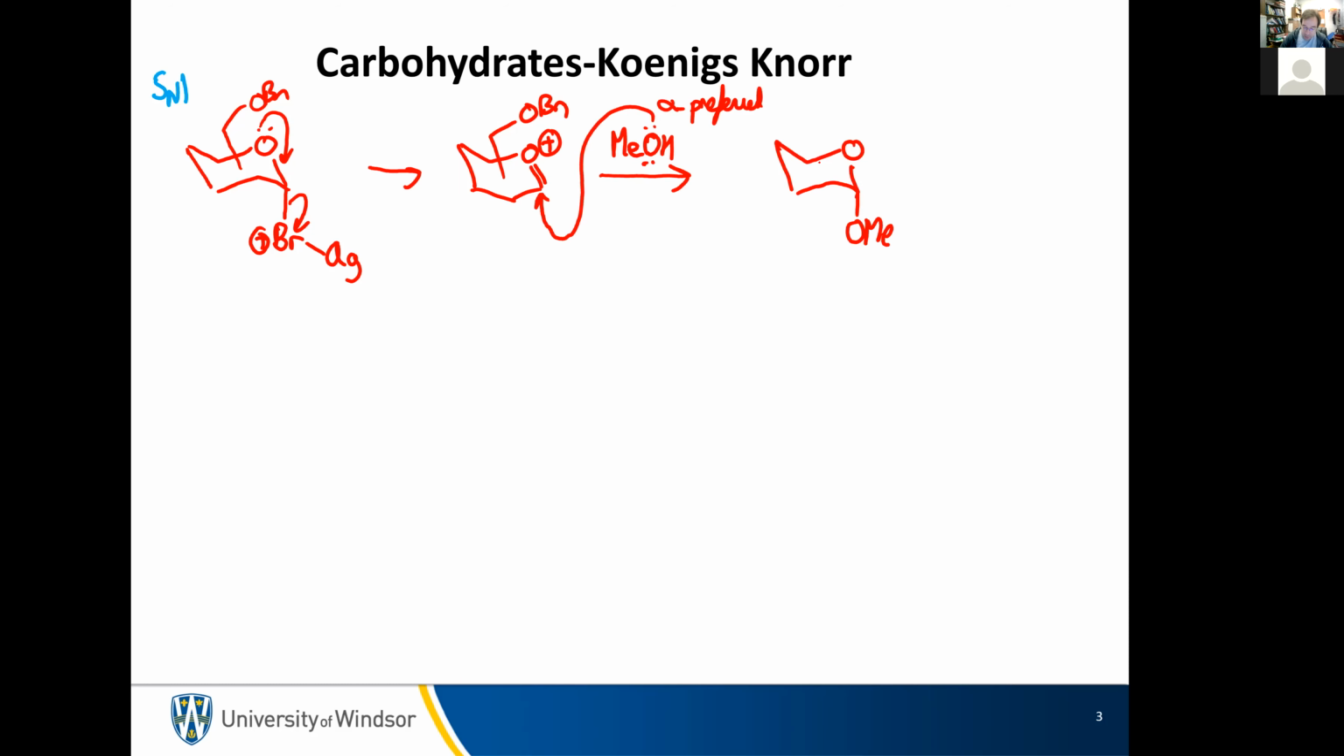And so using this model, we would expect alpha to be preferred, and it is. Okay, so why is alpha preferred? Well, I built some handy models.